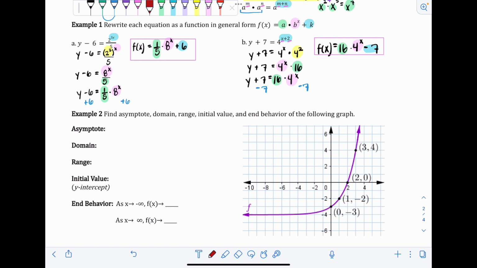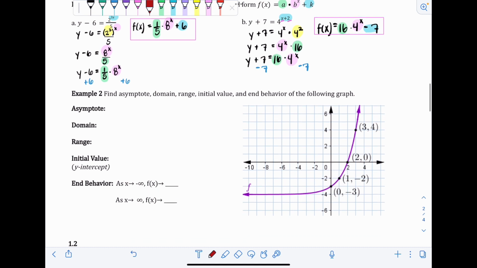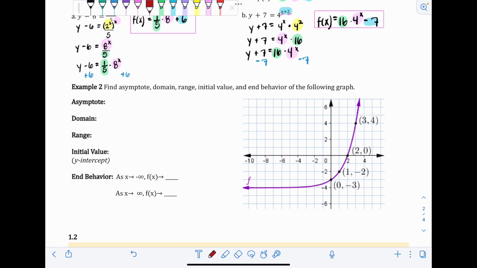Okay, so example 2, find the asymptote, domain, range, initial value, and end behavior of the following graph. So asymptote, you'll notice that when we talked about asymptote on the parent function, it was at y equals 0. That's clearly not the case here, because that crosses through the graph itself. There's always going to be a horizontal asymptote. It's always going to be what the graph is trending towards, but it can move depending on what the graph is. So if you notice, the tail end of the graph right here is trending towards this line. So that's going to be our asymptote.